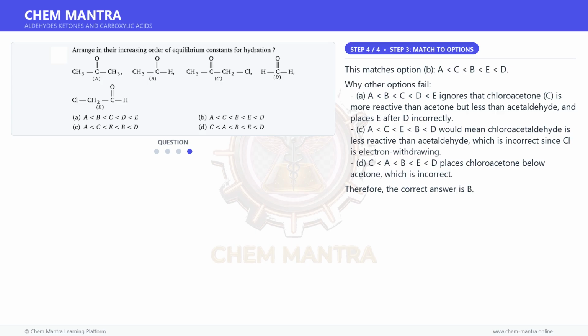Why other options fail? A. ABCD ignores that chloroacetone, C, is more reactive than acetone but less than acetaldehyde, and places E after D incorrectly. C. ACEBD would mean chloroacetaldehyde is less reactive than acetaldehyde, which is incorrect since Cl is electron withdrawing. D. CABED places chloroacetone below acetone, which is incorrect.